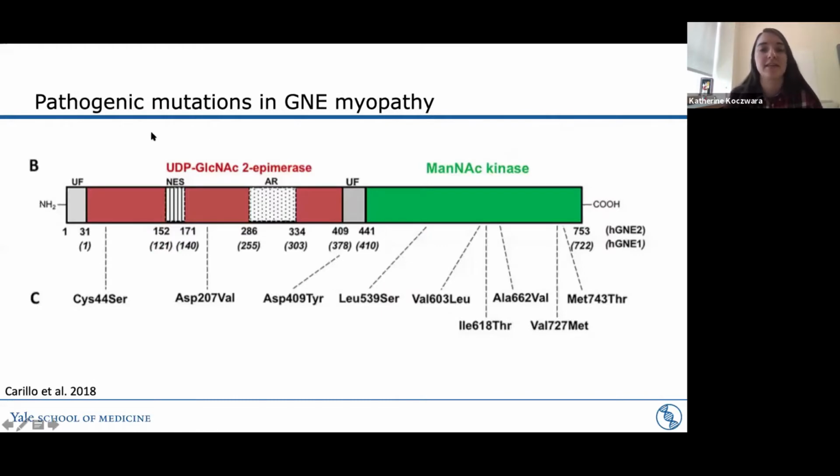Looking at the genetics of the GNE gene itself, as I mentioned in the previous slide, it has 2 domains for its 2 enzymatic activities, the epimerase activity and the kinase activity. The mutations that we see in patients with this disease are present in both of these domains. You can see listed down here some of the very common mutations that we see in patients with GNE myopathy, and they're scattered throughout the protein.